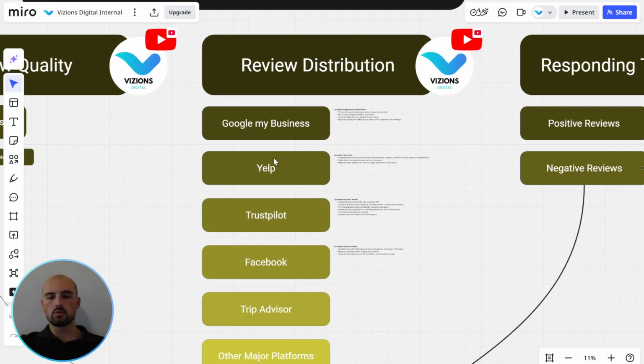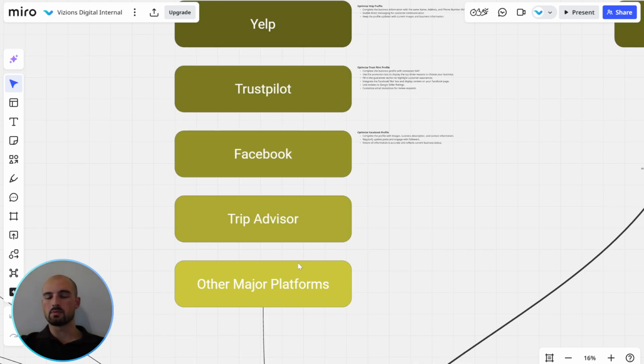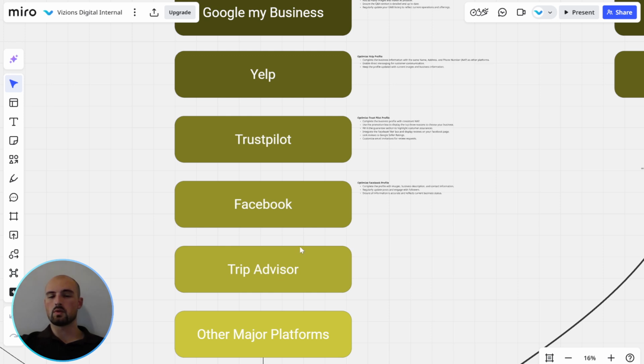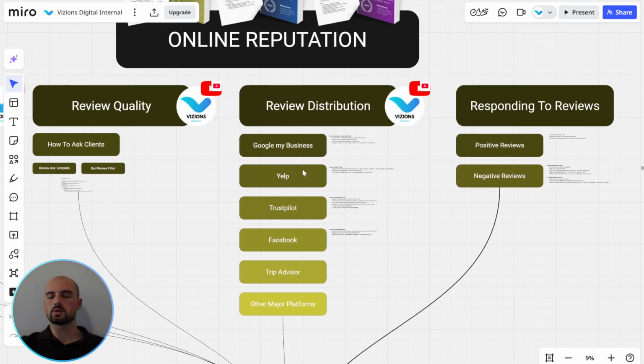Then after that, review distribution: Google My Business, Yelp, Trustpilot, Facebook, TripAdvisor, other major platforms. If you're in tourism, you're going to want to be more on TripAdvisor, those types of sites. If you're a local service business, go to Google My Business. If you're an agency, you're going to check the types of review sites that are made for agencies, and you could go on those.